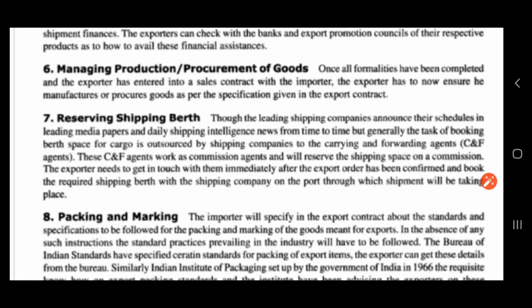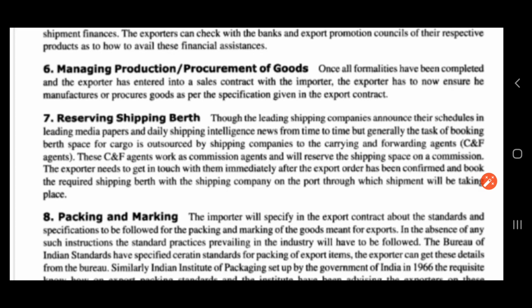Usually this can be done by depending on various carrying and forwarding agents, because the exporter may not have sufficient knowledge about reserving this shipping berth and dealing with these shipping firms. So the exporter can usually depend upon these carrying and forwarding agents, usually we call them C&F agents.